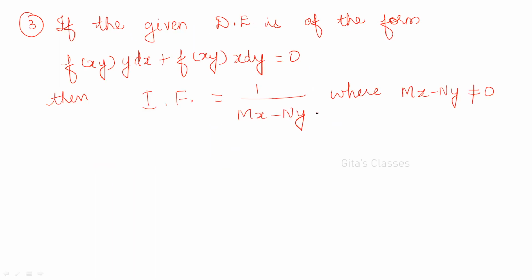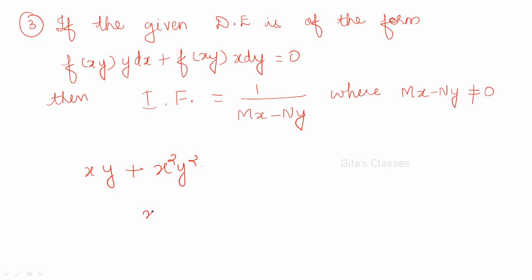The next method for finding the integrating factor is if the given equation is of the form f of xy into y dx plus f of xy into x dy equals 0. What do you mean by f of xy? Examples are x squared, or you can directly write xy, or you can have x squared y squared.